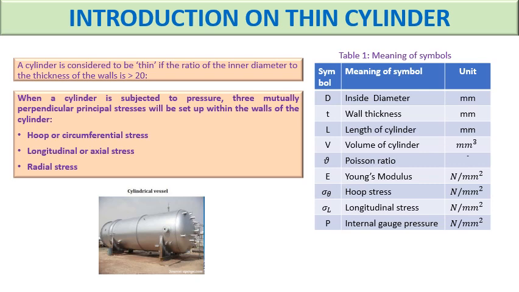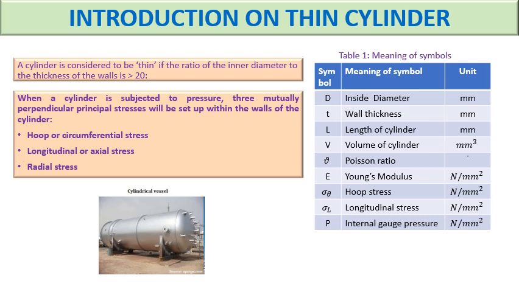So what is the most common shape of a pressure vessel? Theoretically, we can make a pressure vessel using any shape, but in engineering practice, we mainly consider only cylindrical as well as spherical pressure vessels. So what is a thin-walled pressure vessel? If you consider the ratio of inside diameter to the wall thickness, and if it is greater than 20, then we can call this a thin-walled pressure vessel.